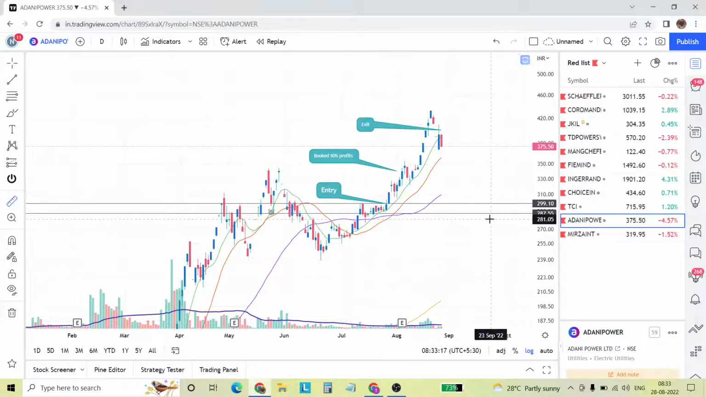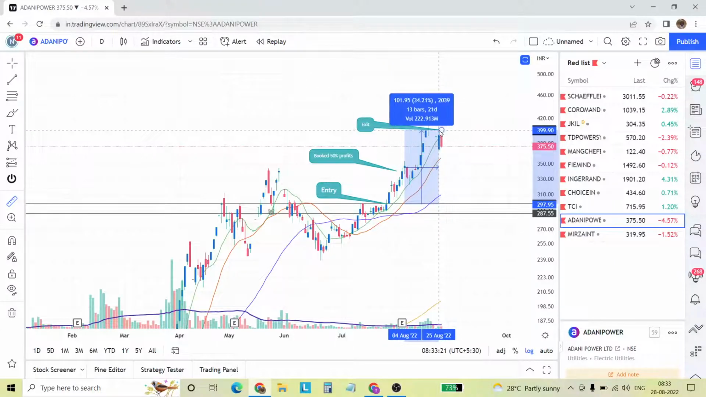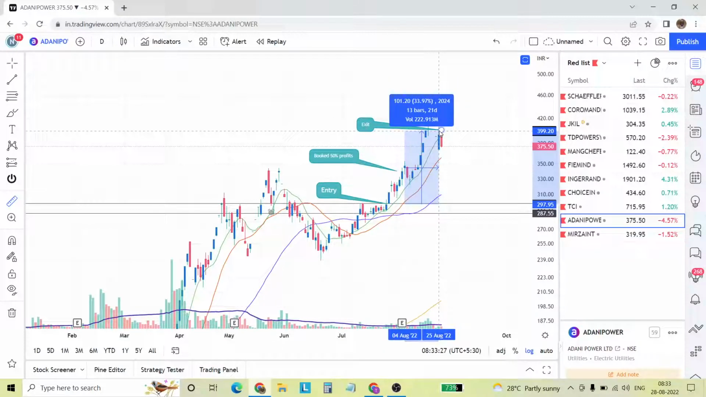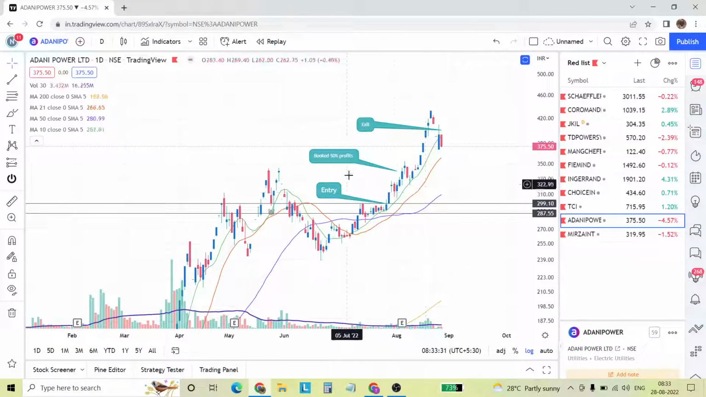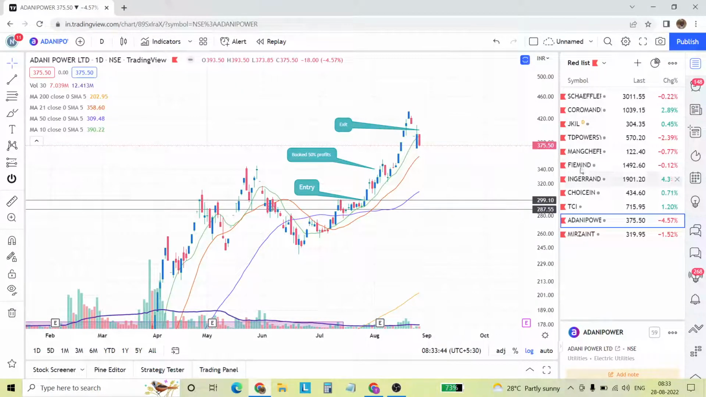So if you see here, my remaining 50% position was booked at around 34%. Yeah, it went to almost 45%, but no worries, I have no regrets. This is a very good return, I would say, in a month. The first 50% was booked around 15%, and the remaining 50% around 35%. So it was a great trade. Now it will probably form a base again, and then we'll see if we want to exit or something.